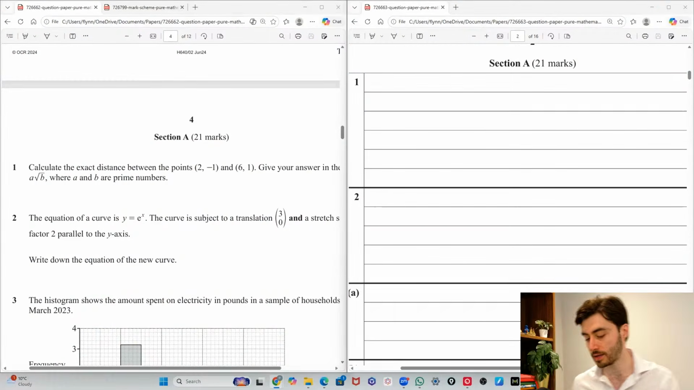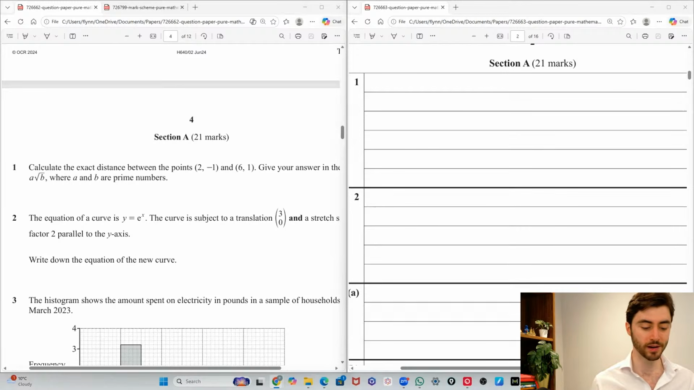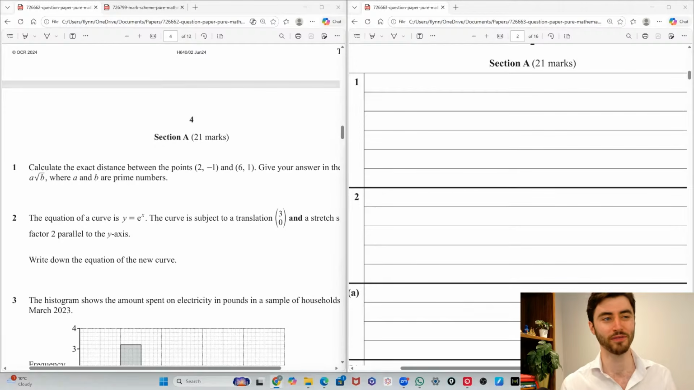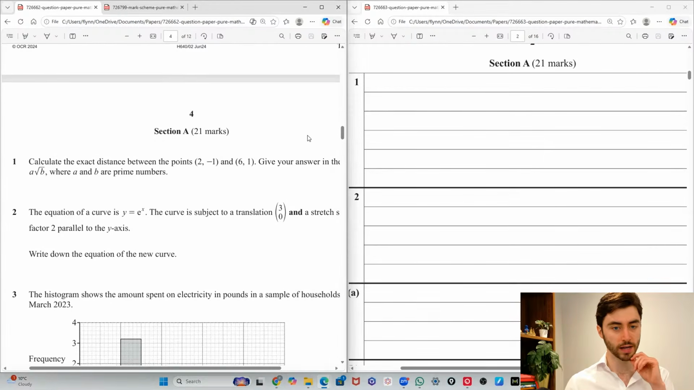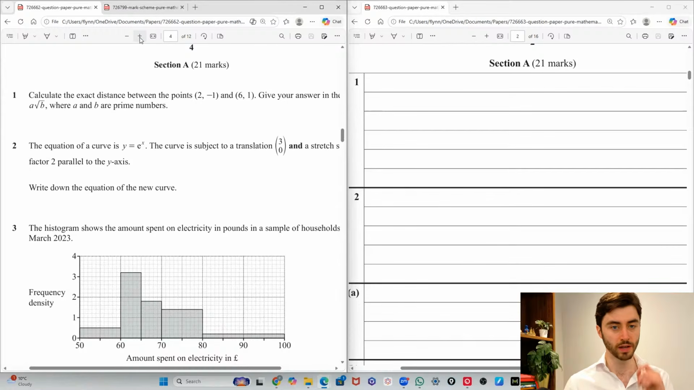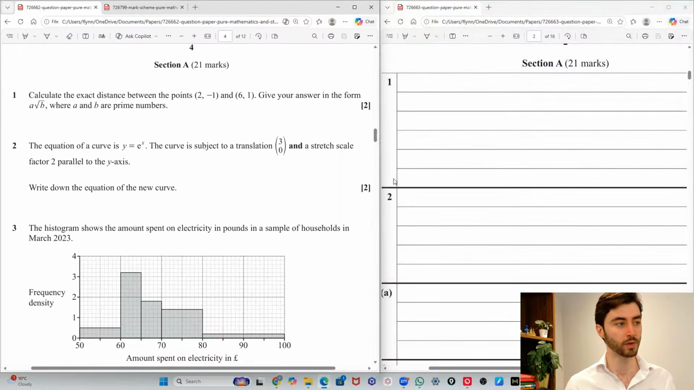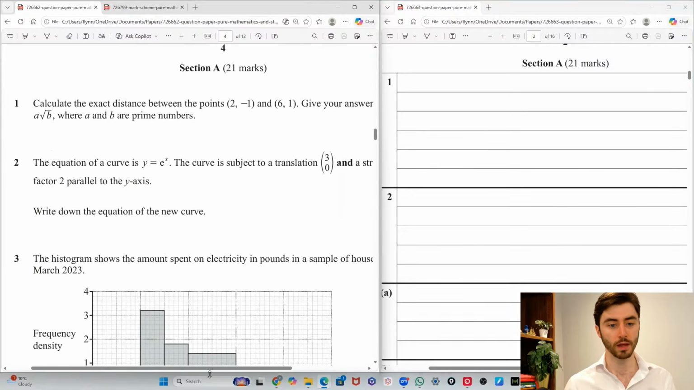So without much further ado, I'm just going to jump straight into it. Second screen. Do I want to set a timer? Nah, I'll be fine. So, all right. Right off the bat, question 1. Let me adjust the balance here so we get a bit more of the question.